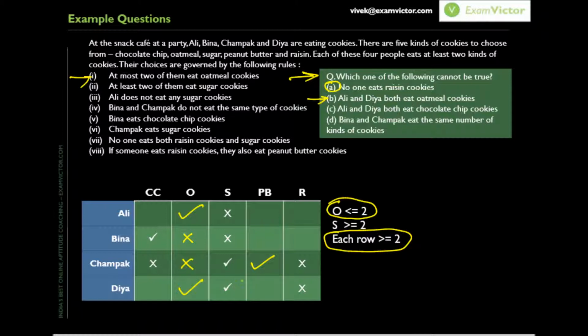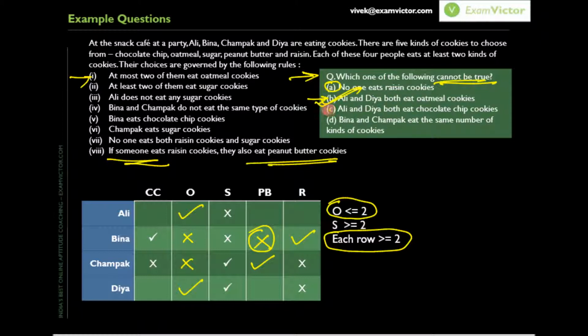Then what happens? Beena also has to have at least 2 kinds of cookies. She can't have peanut butter because she and Champak can't eat the same kind. So she will have to eat raisin. And here comes the problem. Because if someone eats raisin cookies, they also eat the peanut butter cookies. So Beena has to eat the peanut butter cookies, but she can't because Champak is already eating peanut butter. So that is a contradiction. So option B cannot happen. This for sure cannot be true. So your answer is option B.